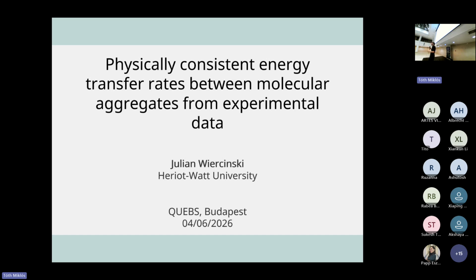And I want to talk about inferring energy transfer rates in complex systems, and most importantly, using experimental data. So rather than from the bottom up, which is more like what you guys from UCL are thinking about, we want to use experimental data and see how far we get.